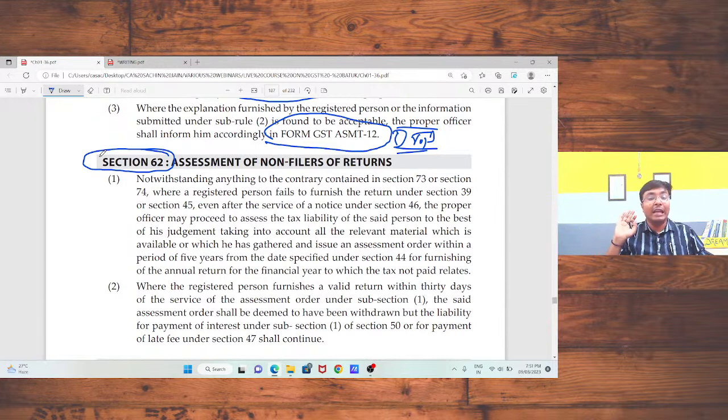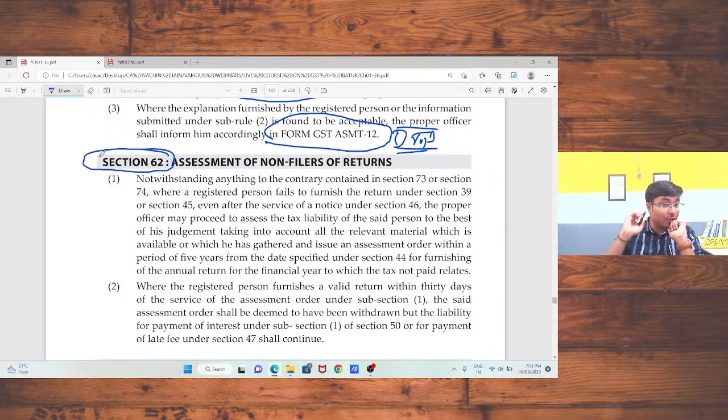Okay, if you had not filed your final return, that means you had applied for cancellation of registration and the departmental authority has cancelled your registration, and post cancellation you had not filed your final return. In that case also the department will decide your liability on the basis of documents available with the departmental authority, and that assessment should also be called assessment of non-return filers.